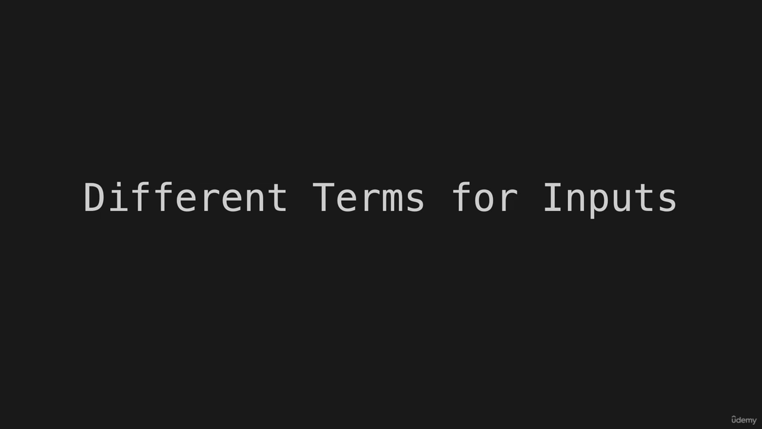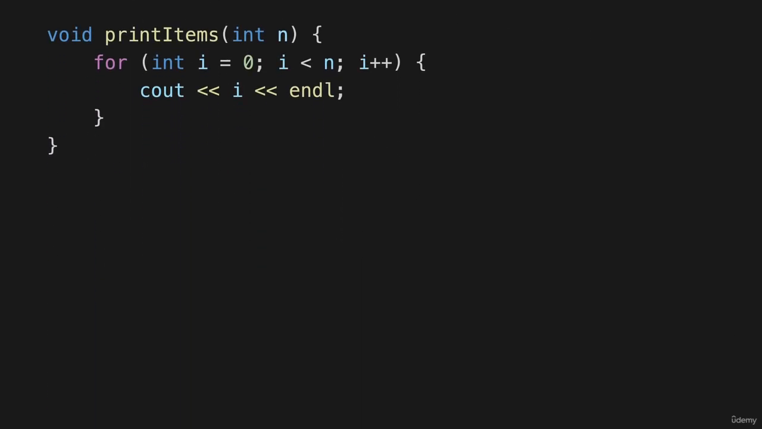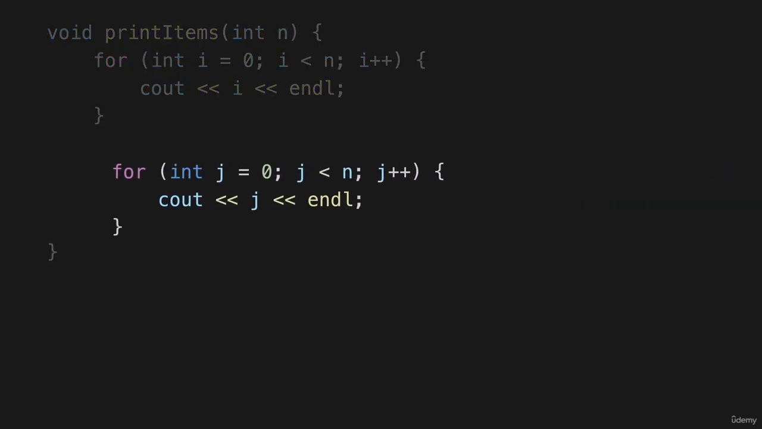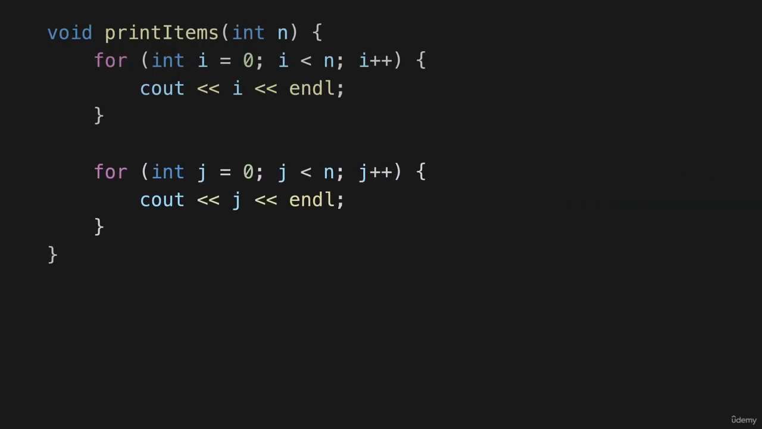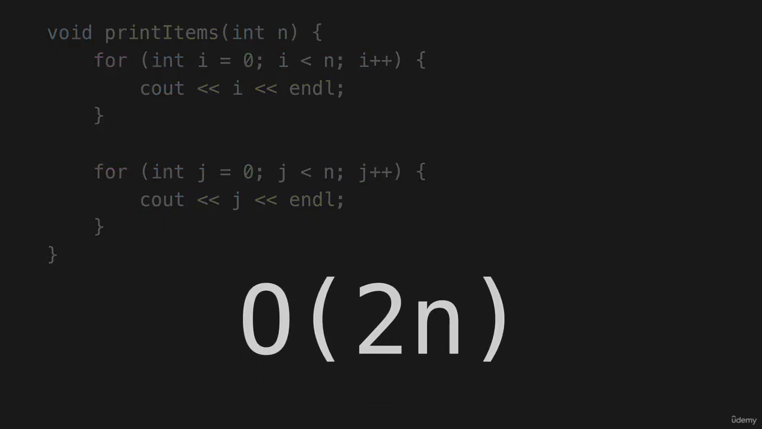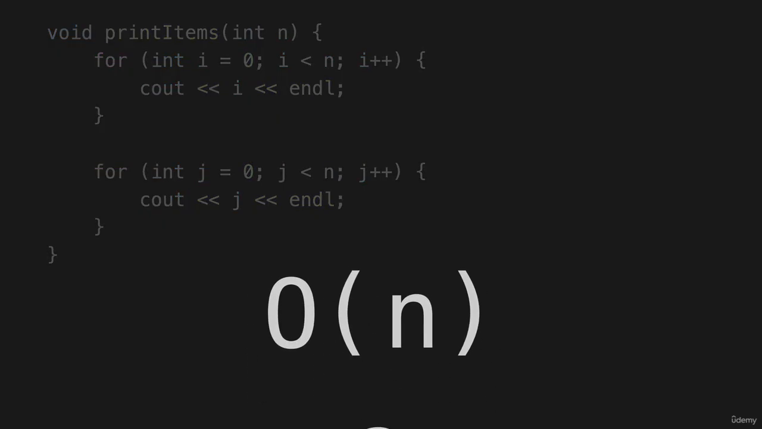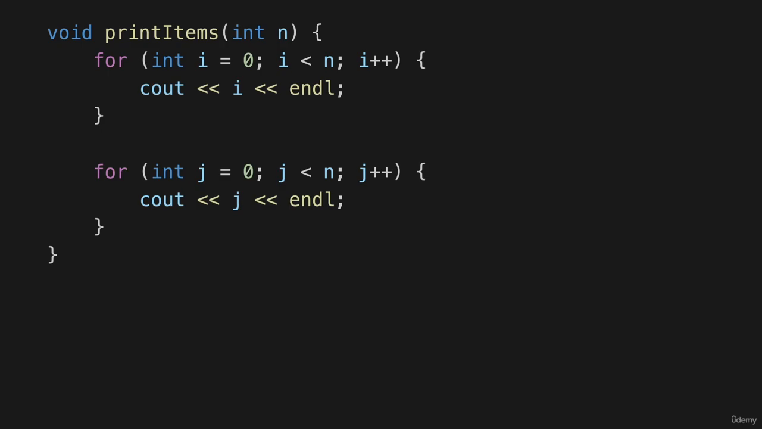So our next big O topic is different terms for inputs. And to explain this, I'm going to start with something that we've already looked at, and that is a for loop that is followed by another for loop, and each of the for loops are running n times. And we said that would be O of 2n, and then we drop the constant and it becomes O of n. So now I'm going to make a couple of changes to this function.